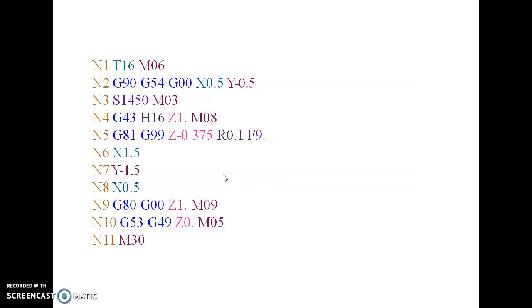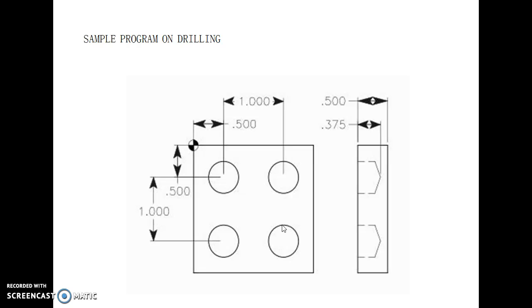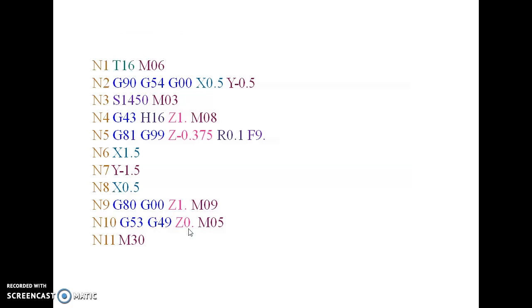in N6 sequence, and N7 the third drilling hole at Y minus 1.5, that takes the previous position of X1.5, Y minus 1.5. That is the third drill performed at X1.5 Y minus 1.5. Y moves in the negative direction here.